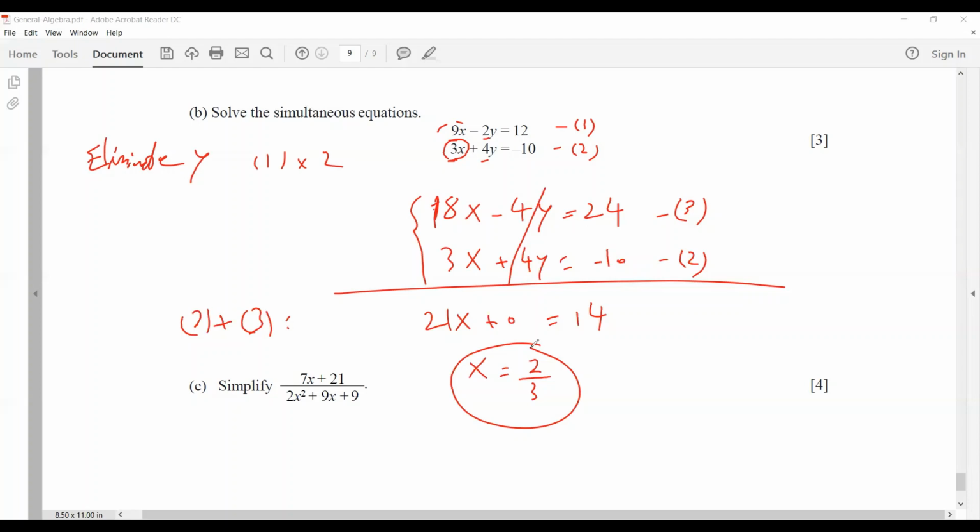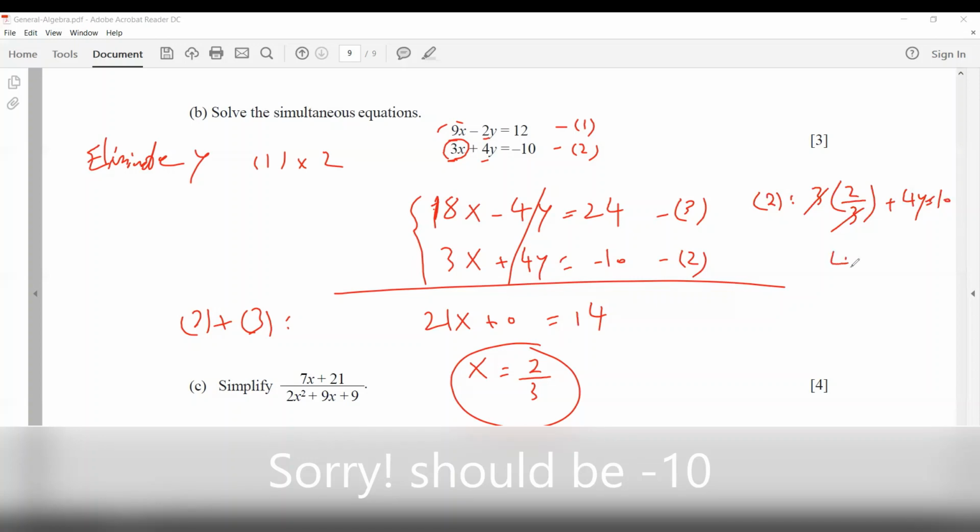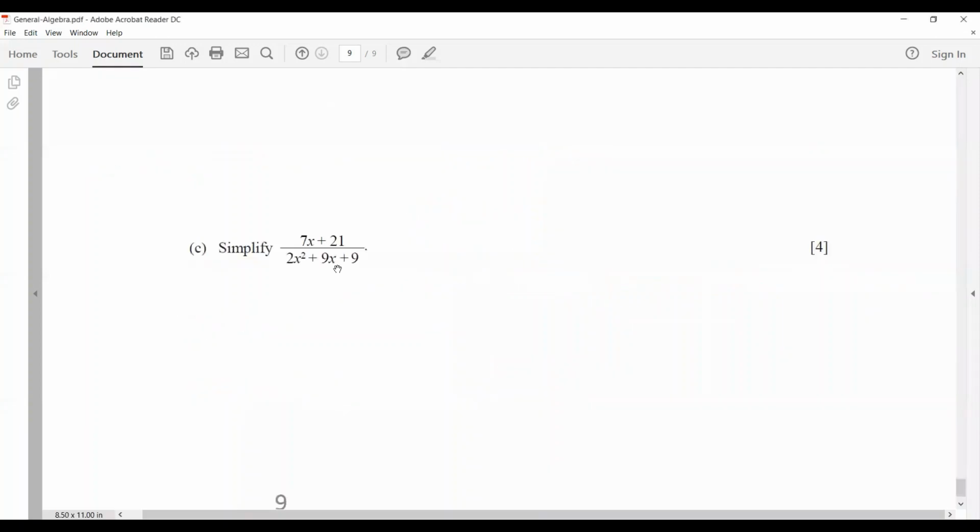We're not done yet. Okay, we have to find y as well. So maybe you go to the second equation. It doesn't matter at this point, the first or second. I go to the second one because the coefficient of x is 3. So if I substitute 2 over 3, I can easily cancel the 3 from top and bottom. Plus 4y should be 10. Then 4y equals 8, y equals 2. That's the last question for today.